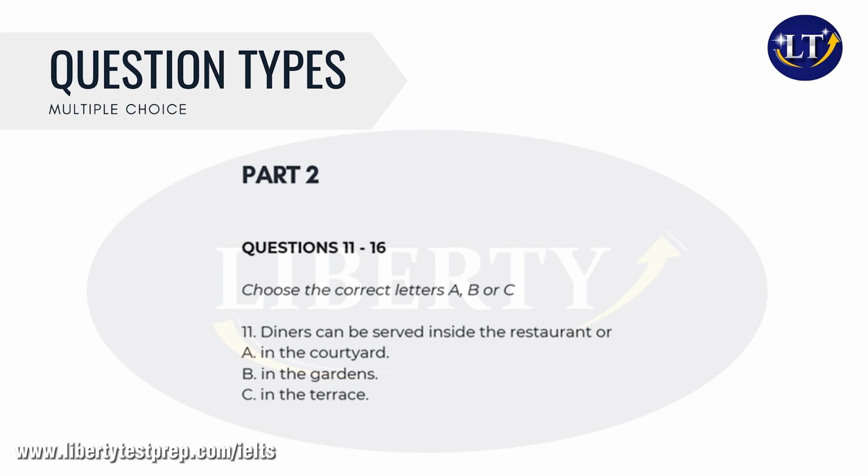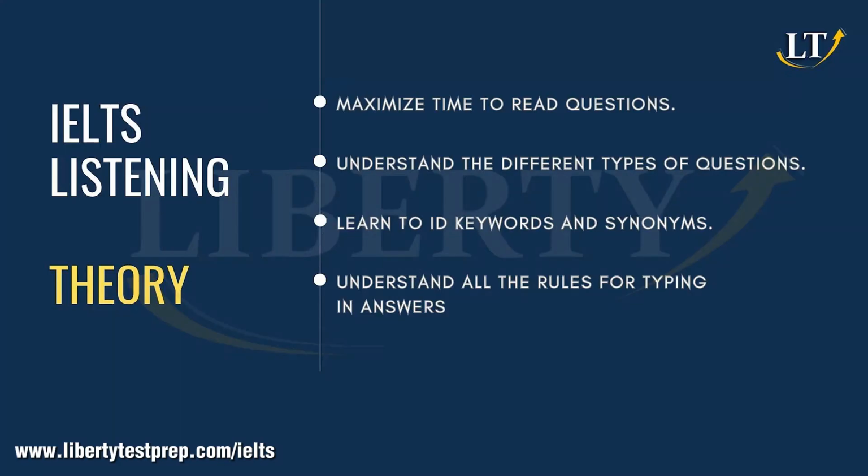And of course we know, because we've mentioned this before, that in order to type in answers, there are tons and tons of rules that we're going to see later on. So the third point of the theory is that you need to learn how to identify keywords and synonyms. Okay, keywords and synonyms. These keywords usually are going to come as connectors and synonyms also, okay? For example, let's listen to this part of the audio.